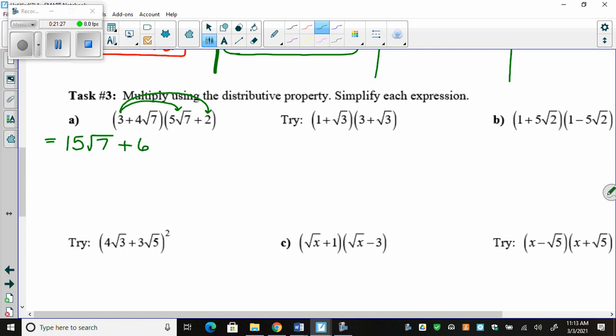Right? Then I'm going to do 4 root 7 times 5 root 7, the inside ones. So 4 times 5 is 20. And here's that trick again. Root 7 times root 7 is 7. I just replace it with brackets and a 7, right? So root 7 times root 7 becomes a bracketed 7, right? So we did first terms, we did outer terms, we did inner terms, and now we're left with the L, which are the last ones in each bracket. 4 times 2 is 8 root 7.